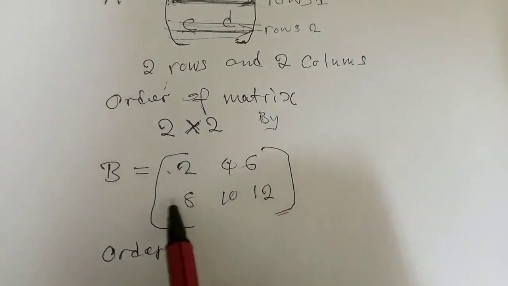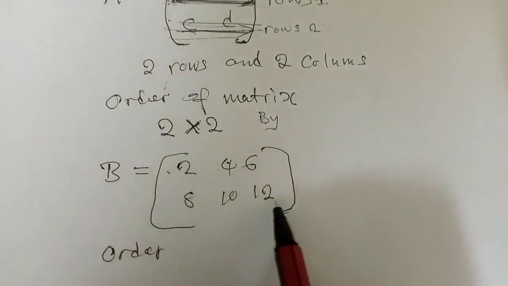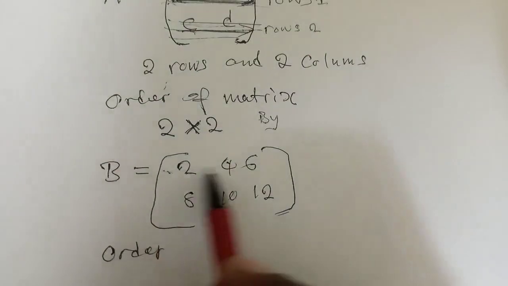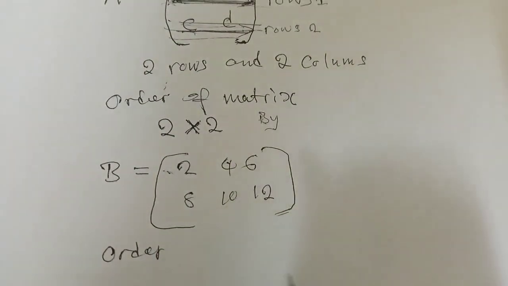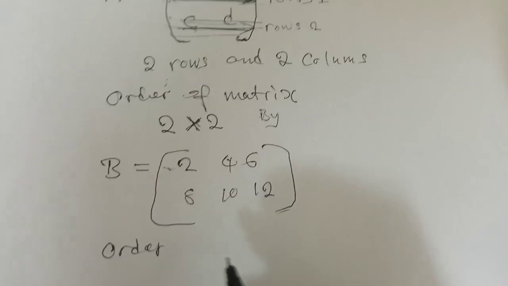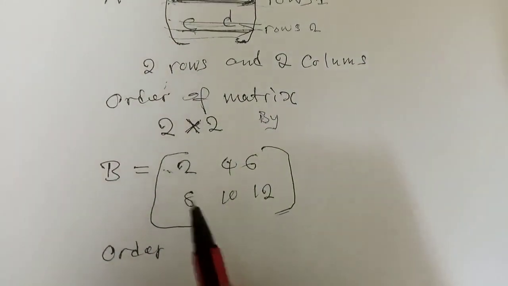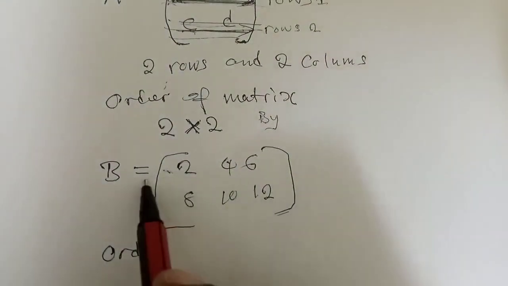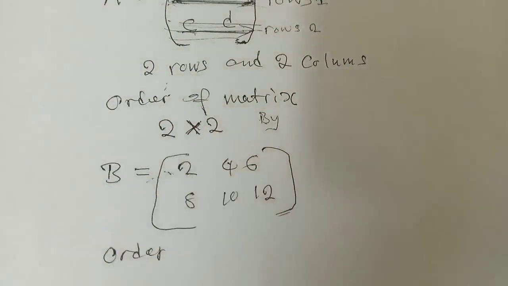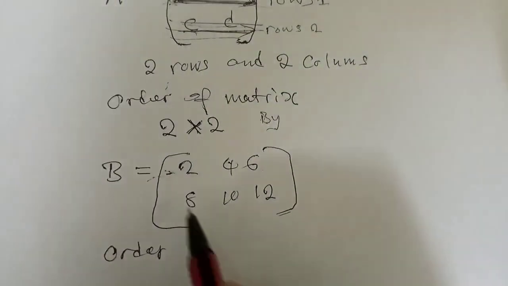So these are rows. We said that the rows are horizontal. Then the columns, they are vertical. Pay attention to this, please. Don't miss the concept. So you need to know which ones are rows and which ones are columns. So let's count.